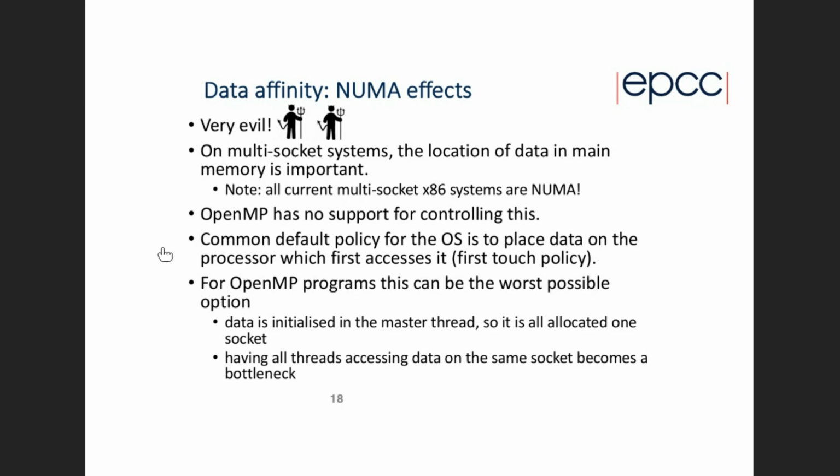And for a lot of applications, that makes a lot of sense. If you're just running a single process, then wherever that process is running, it will get its data allocated on the same socket where it's running. Great. Unfortunately for OpenMP programs, this can be the worst possible thing, because if your data is initialized in the master thread, it will all get allocated on one socket. And then having all the threads or all the cores in the system accessing data on that socket can become a bottleneck. It basically restricts the amount of memory bandwidth you have available.